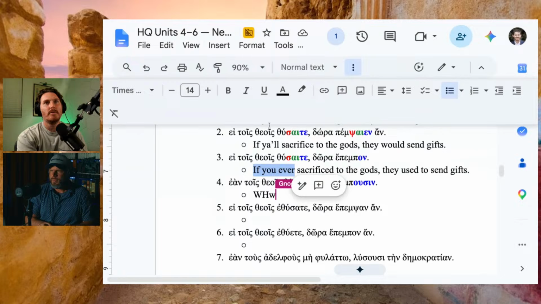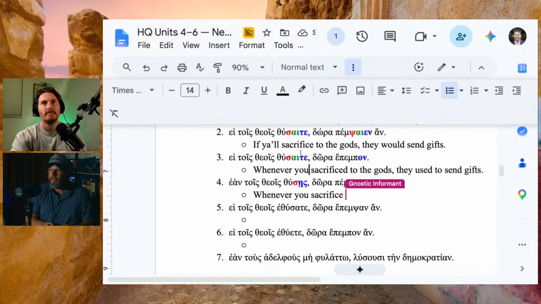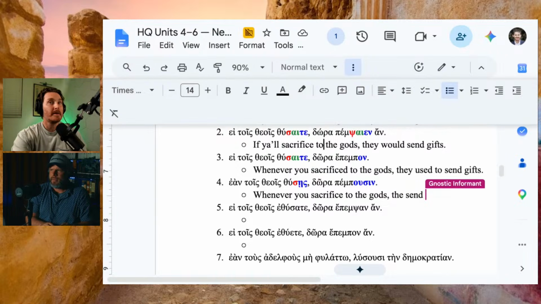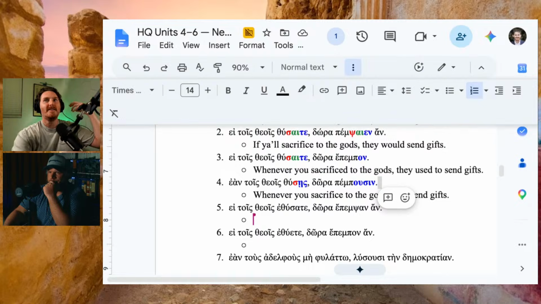So yeah, start with whenever. If you ever or whenever you sacrifice to the gods, they send gifts. And you can see the difference here: before, we used the optative and the imperfect, and now we have the subjunctive plus the present indicative. That gives us all the ingredients we need for the present general. And it's habitual.